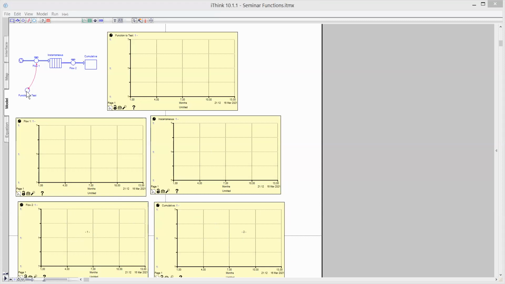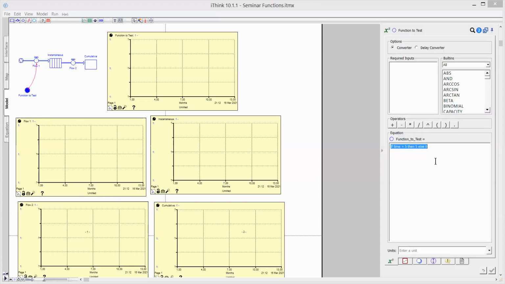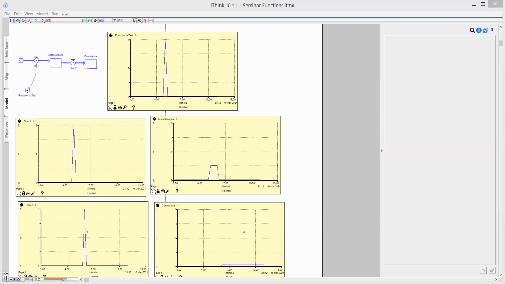So what I'm going to do is demonstrate that pollution system of mine and say if time is equal to 5, then I want to enter something that impacts the system, and I'm going to give it a value of 5, and only at that instant I want something to go into the system. So let's see what happens. Okay, so flow 1 has a 5, the function I test gives me the 5 as I expect. The flow in gives me a 5 as I expect.